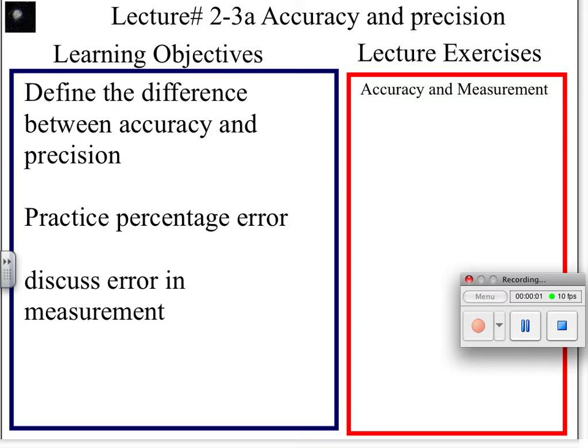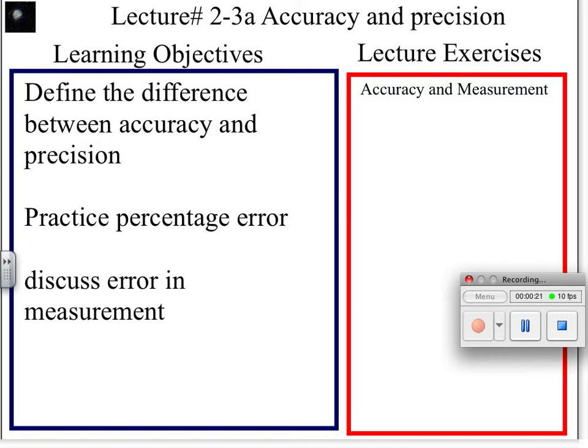Welcome to Chemistry Lecture 2-3A, Accuracy and Precision. Chapter 2, 3 represents the number of the lecture. A means there's probably going to be part B. Our learning objective is to define the difference between accuracy and precision. What is the difference between that?